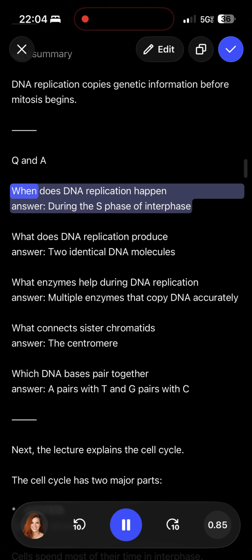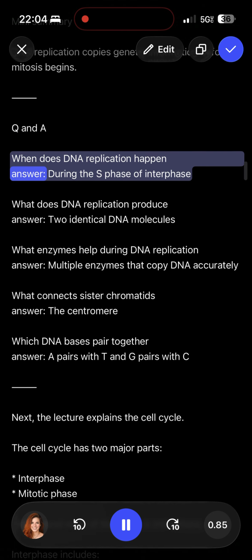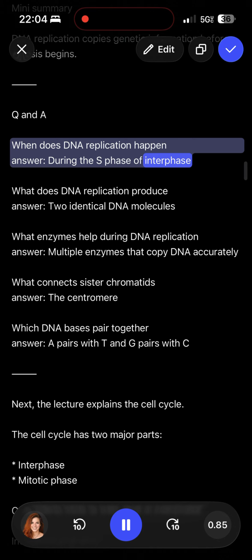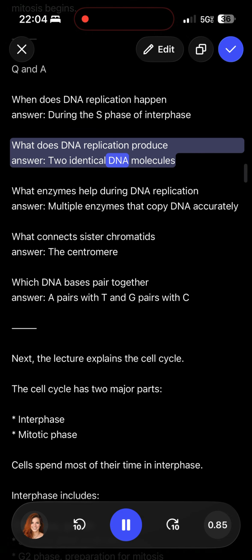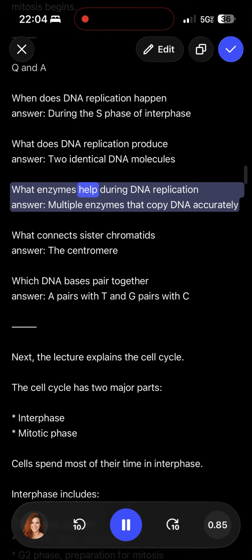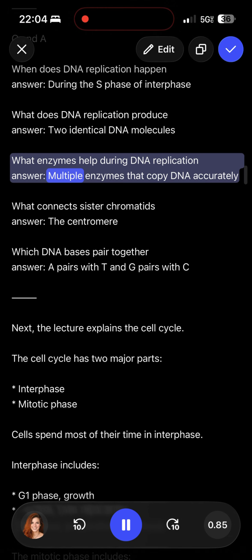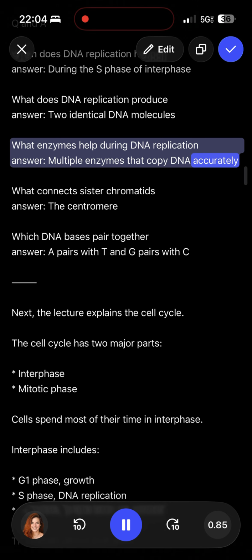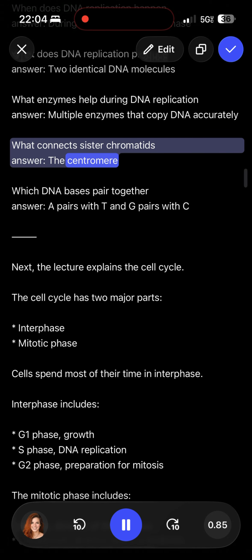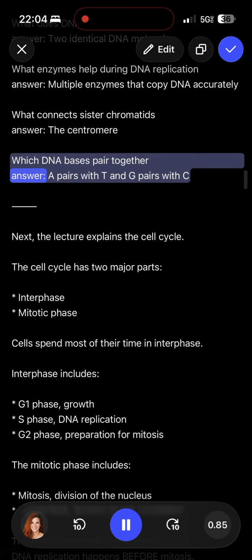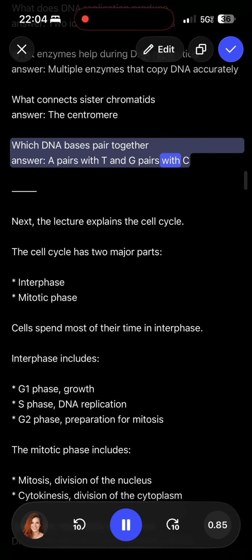Q&A. When does DNA replication happen? Answer: during the S phase of interphase. What does DNA replication produce? Answer: two identical DNA molecules. What enzymes help during DNA replication? Answer: multiple enzymes that copy DNA accurately. What connects sister chromatids? Answer: the centromere. Which DNA bases pair together? Answer: A pairs with T and G pairs with C.